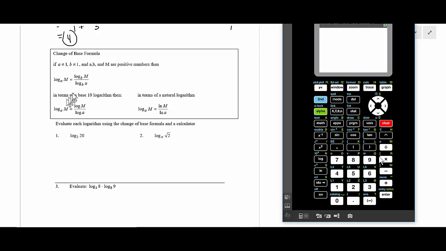So what you do is you just do this. You can do this first problem. You can do the log of 20 and then divide that by the log of 5. So you do the log of the 20 divided by the log of the base.